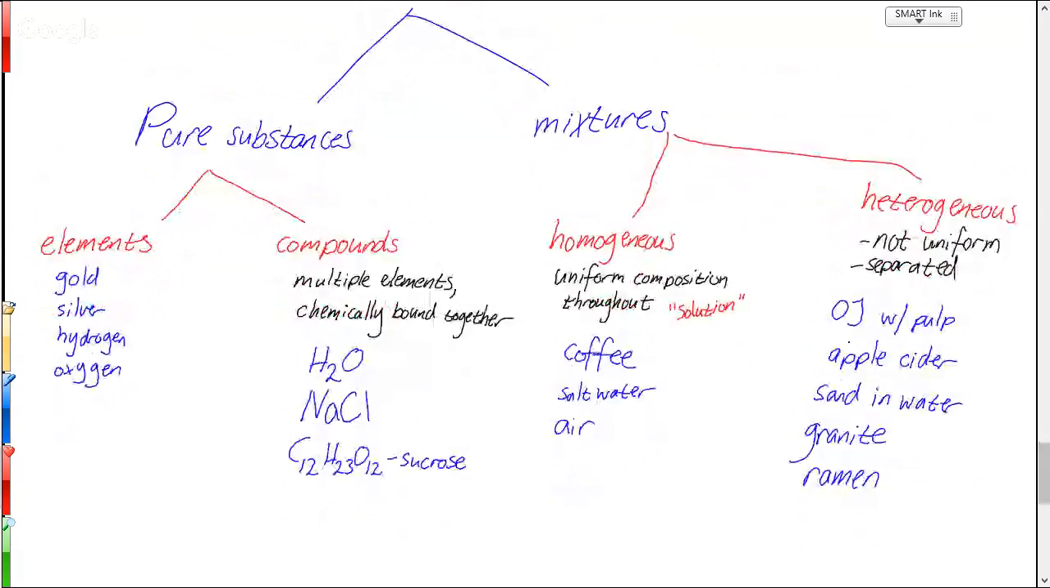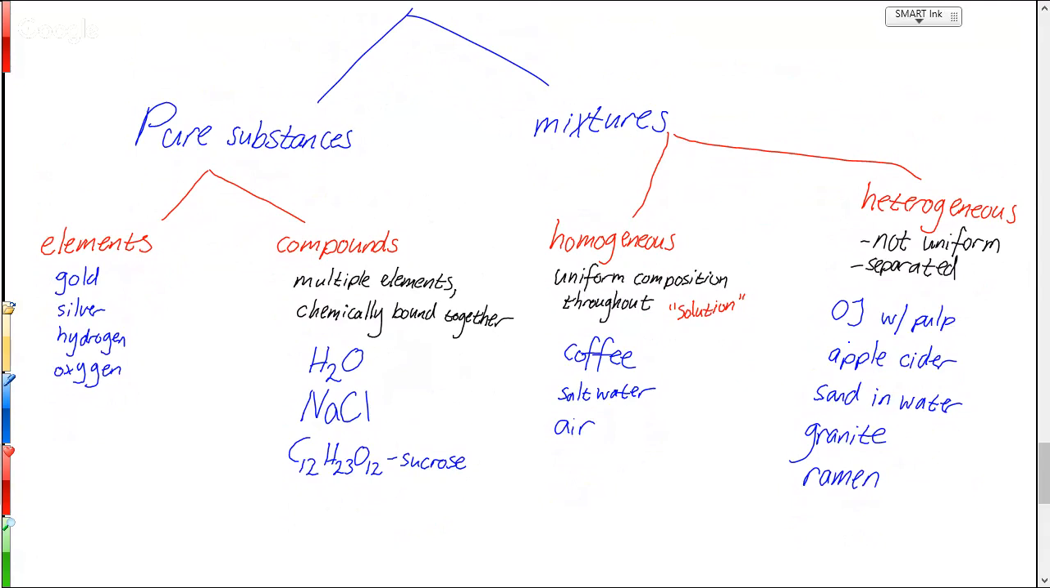All right, so you get the idea of this separation here. One of the things you're going to get to do in your homework to practice is to classify things in one category or another. So let me give you one. Chocolate chip ice cream. Where would that fit in here? It's a mixture. What type of mixture? Heterogeneous? Yeah, because you can see the chocolate chips, right? They're separate.